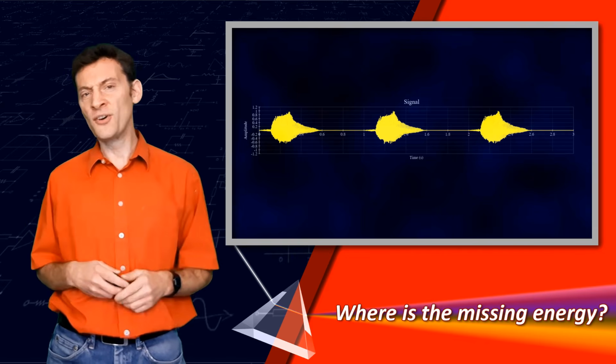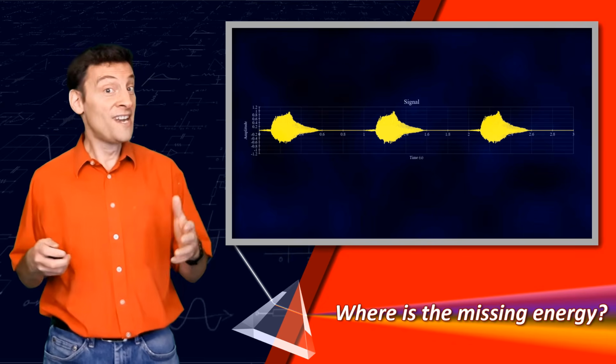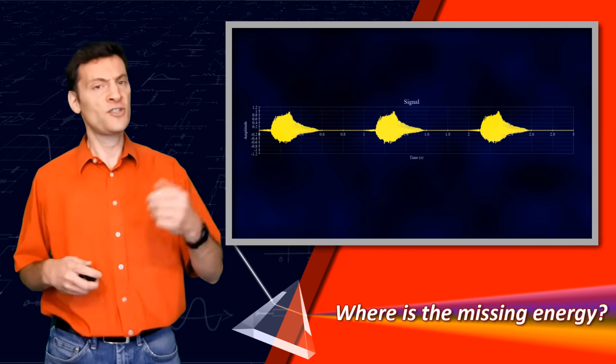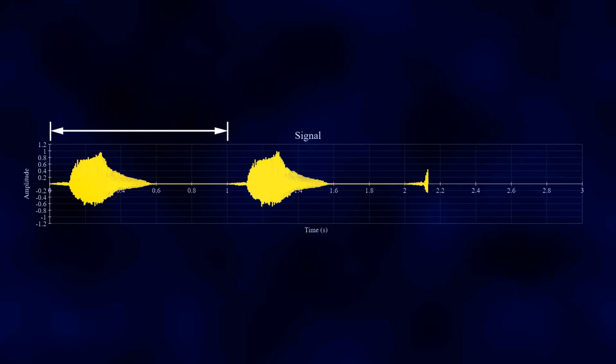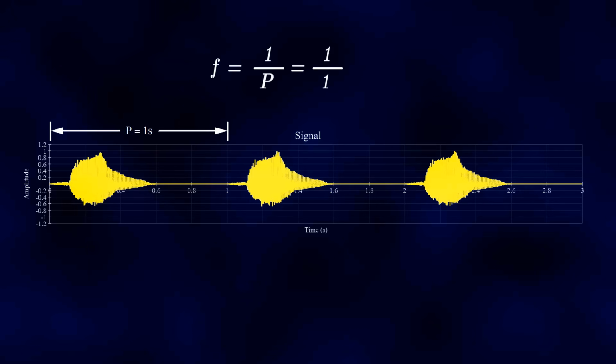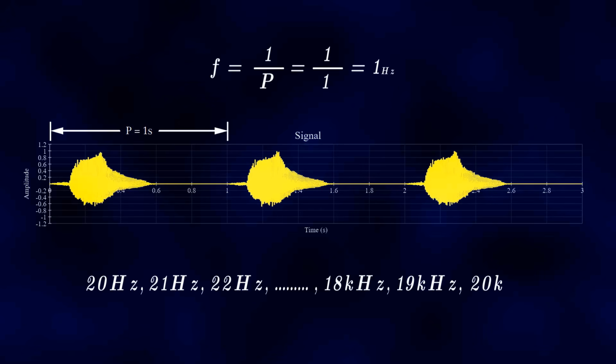But this begs another question. What should be the next frequency we test after 20 Hz? This signal repeats every second, so its period is 1 second. Frequency is equal to 1 divided by the period. 1 divided by 1 is 1. So let's try testing frequencies that are 1 Hz apart from 20 Hz all the way up to 20 kHz.